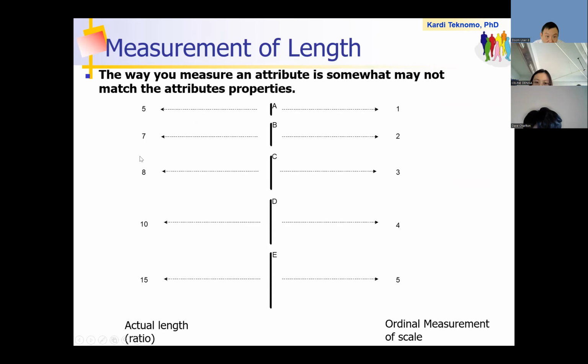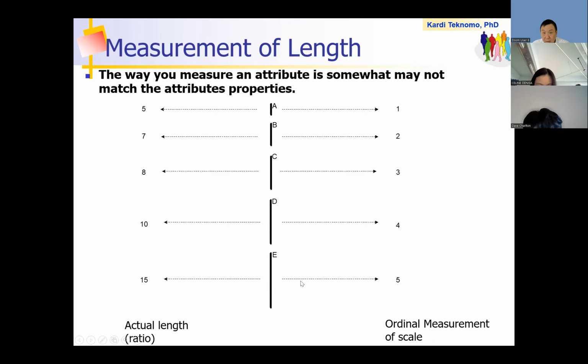in here on the left side, you have the actual length of this bar on the vertical axis. Can you see? So you have A, B, C, D, E. These are the actual lengths. But when you put it into ordinal measure, you will just put 1, 2, 3, 4, 5. There is an ordinal scale here, where the length does not represent the actual length of this bar. So what's the meaning of this?